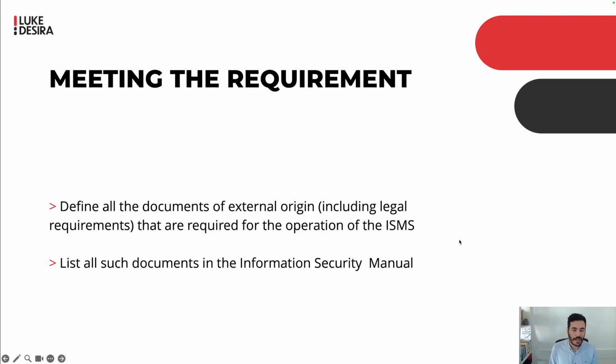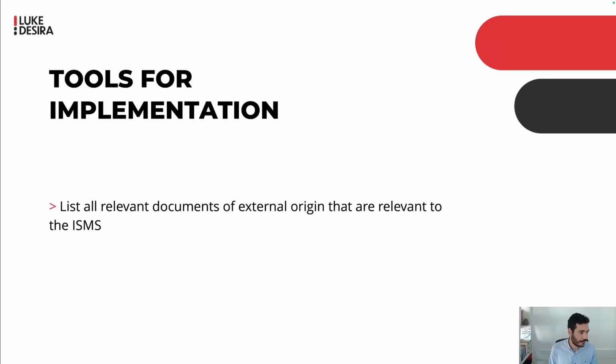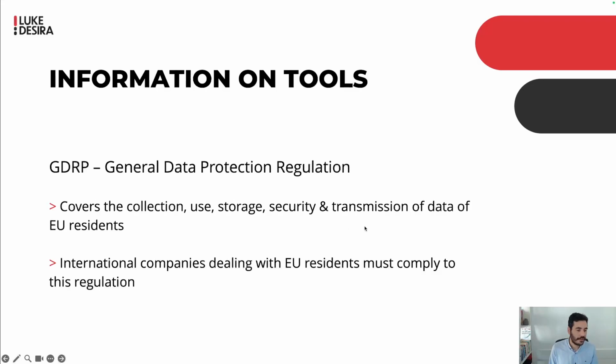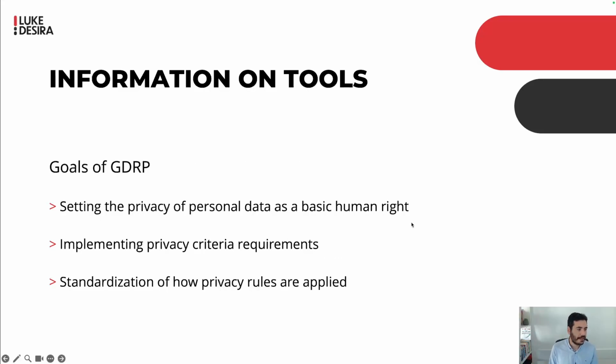Okay? So here we can have maybe guidelines, maybe we can have specification documents that are issued by regulators where we work, etc. Okay? So here we're going to, as I mentioned, list all the documents of external origin. For example, GDPR. GDPR is one of the regulations that we have to consider, and there are other requirements depending on where your company is operating.